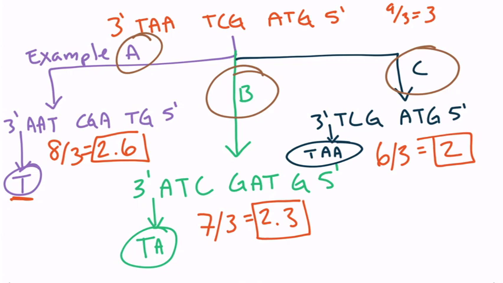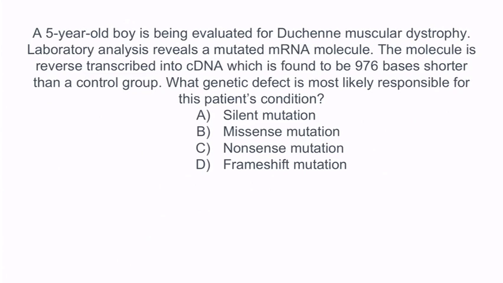So again, for step 1, you need to know that frameshift mutations are not divisible by 3. If we return to the question, we can deduce that because 976 is not divisible by 3, this patient must have a frameshift mutation. Silent mutations and missense mutations would not result in a shorter cDNA molecule. A nonsense mutation would introduce a stop codon prematurely, which could result in a shorter cDNA molecule, but this would be a number divisible by 3. So the answer to the question is D, frameshift mutation.